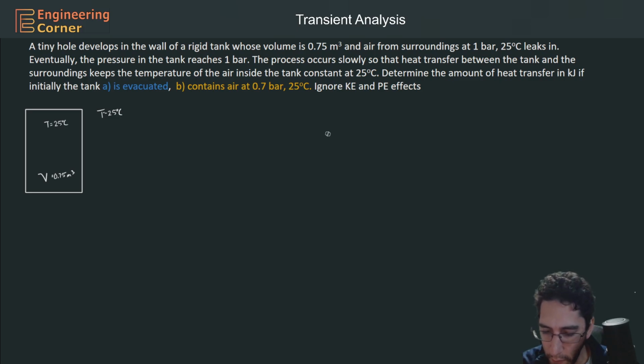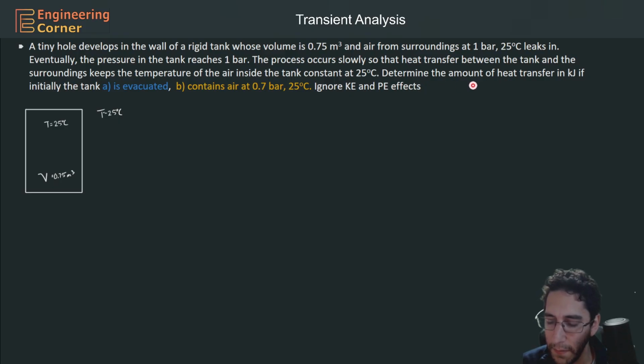In this problem, we are told that a tiny hole develops in the wall of a rigid tank whose volume is 0.7 meters cubed, and air from the surroundings at 1 bar, 25 degrees Celsius leaks in. Eventually, the pressure in the tank reaches 1 bar, and the process occurs slowly so that the heat transfer between the tank and the surroundings keeps the temperature of the air inside the tank constant at 25 degrees C.